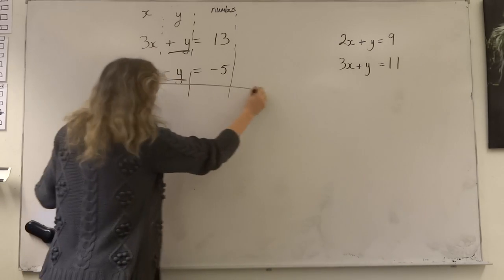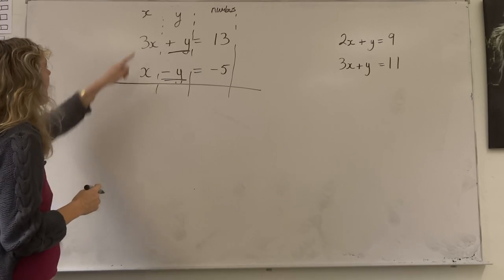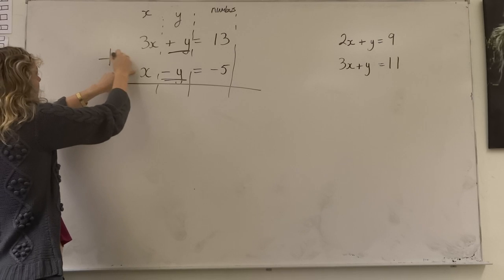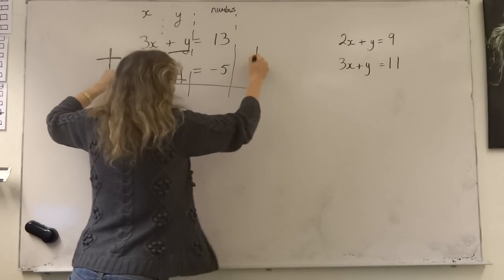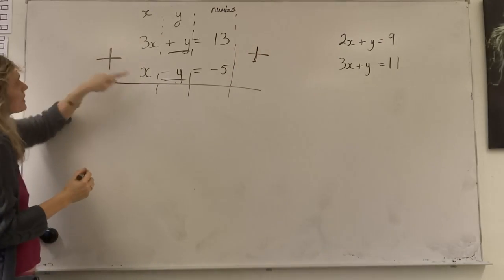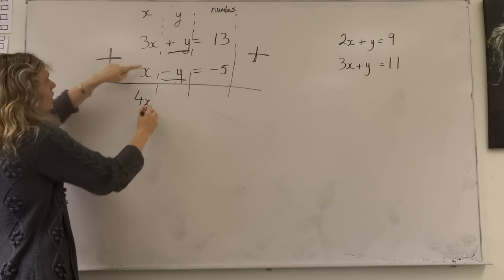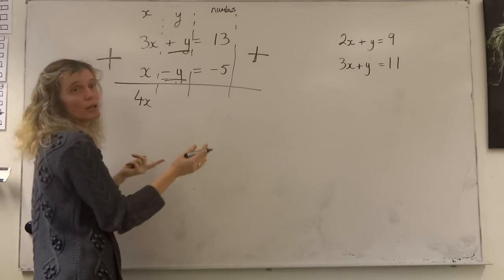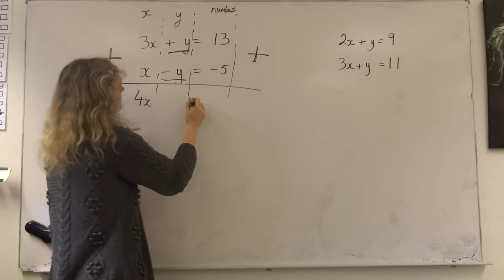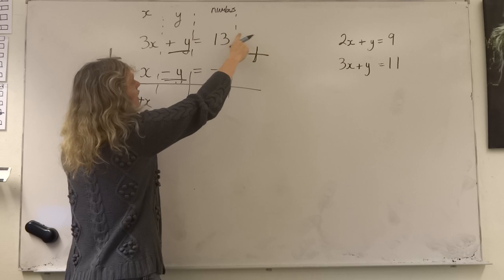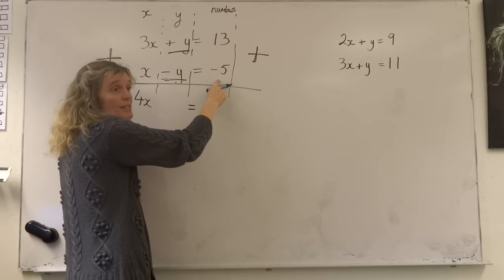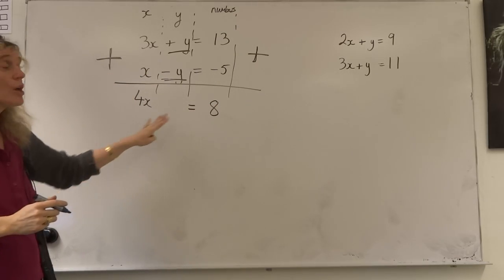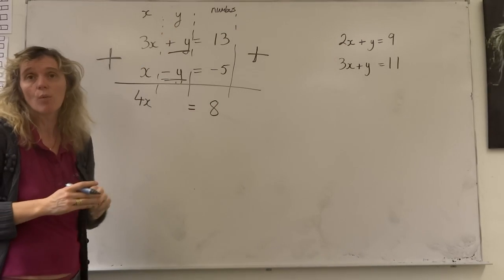So we just put a big line under here and we add all our x's together. 3x plus, big plus sign here, big plus sign here. 3x plus x is 4x. Y plus minus y is 0, so it's gone. So we know that 4x equals 13 plus minus 5, which is the same as 13 minus 5, which is 8. So we know that 4 lots of x equals 8, and we've got rid of our y, which is what we want.